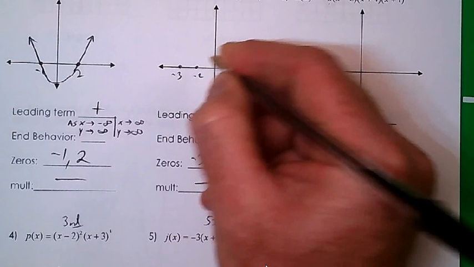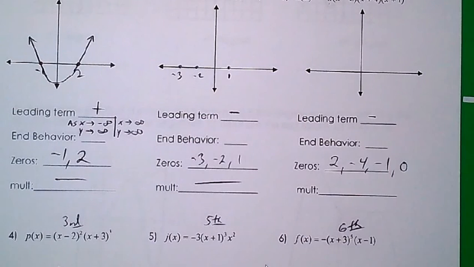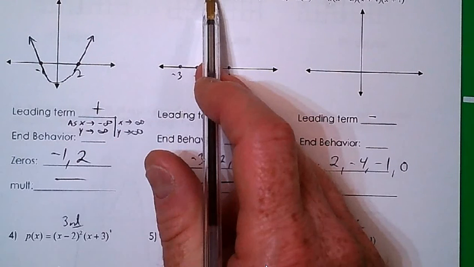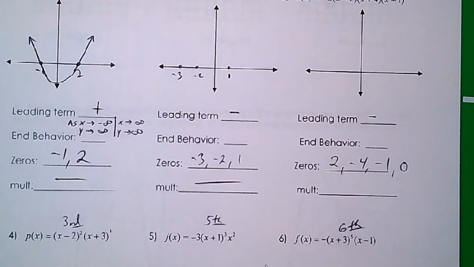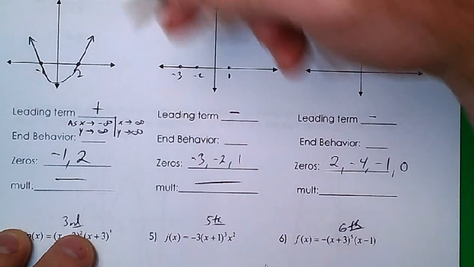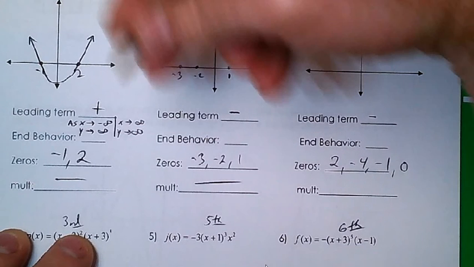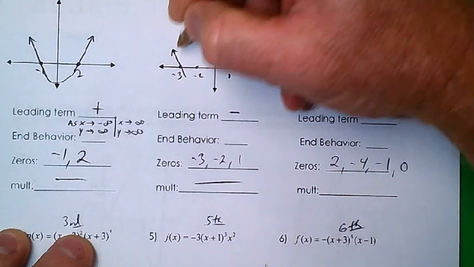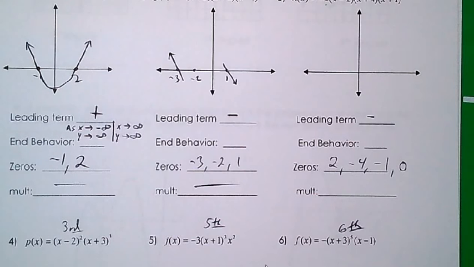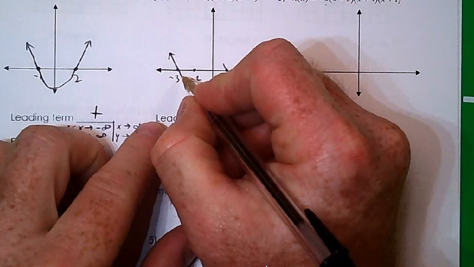Since this is third degree with a negative leading coefficient, it's going to face like this. And we know our lines are going straight through, so on the left side it's going to look like this, and on the right side it's going to look like this. Straight through. The left side is going up, the right side is going down. Now I have to draw my curves. Go straight through the negative 2 and curve.